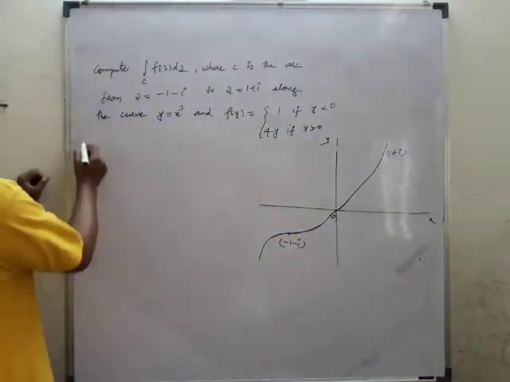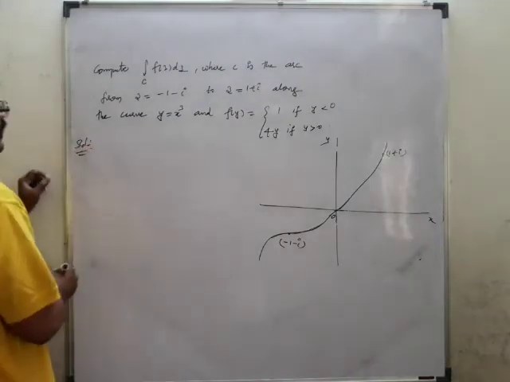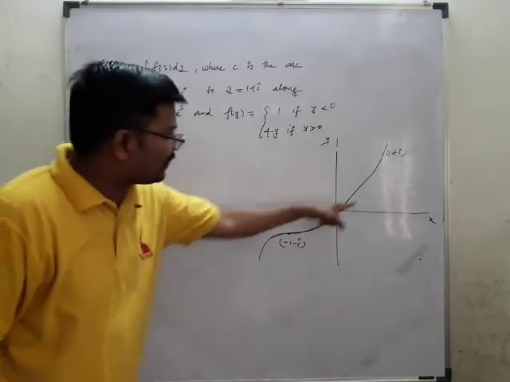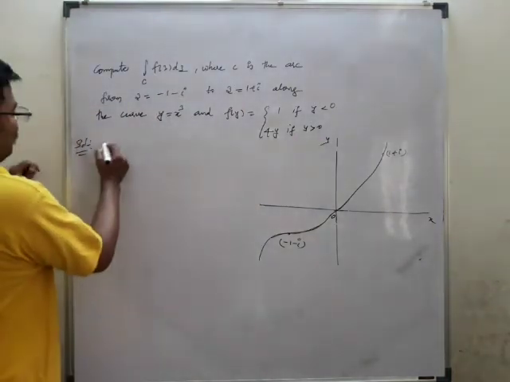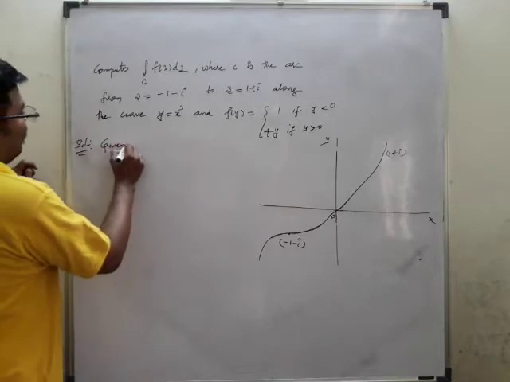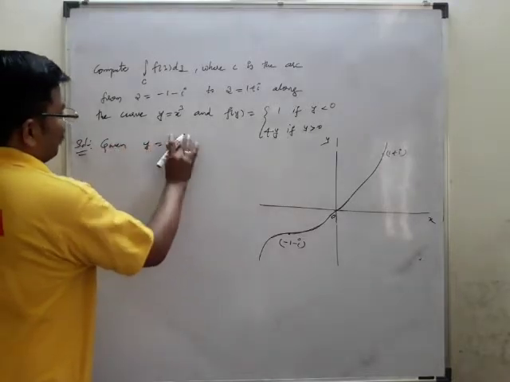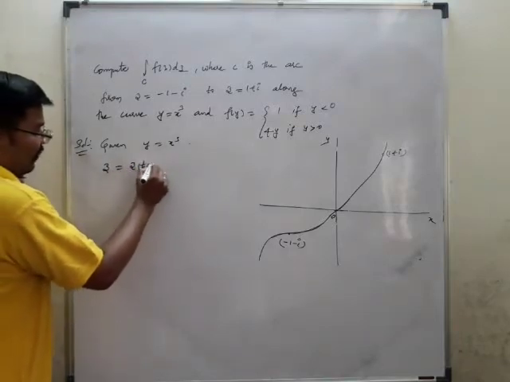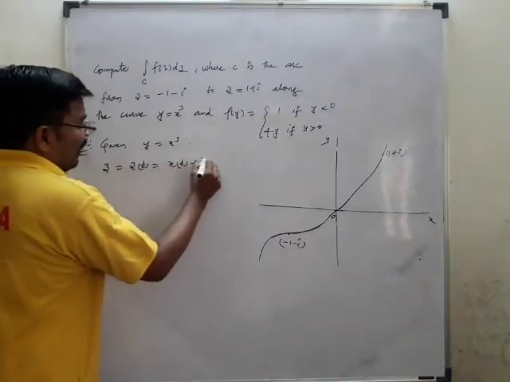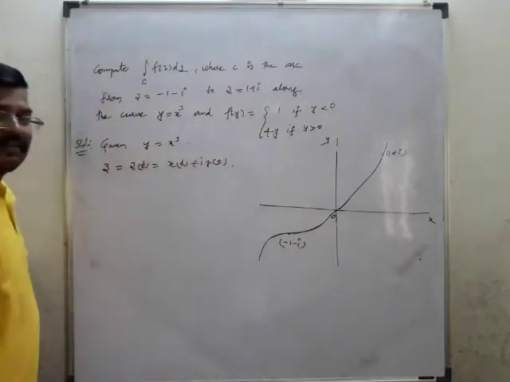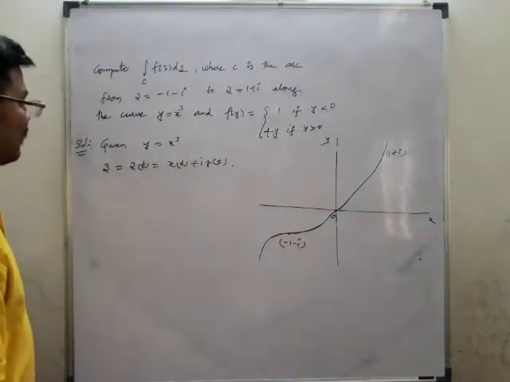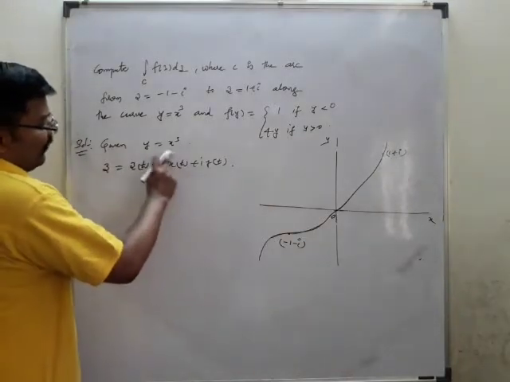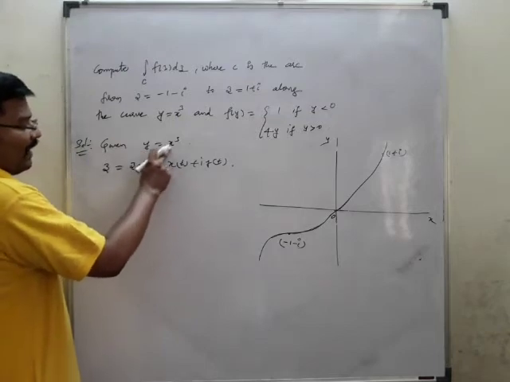Now what is given, that we'll write. Solution: the arc is from z equals minus 1 minus i, the curve which we have taken. The given curve is y equals x cubed. So I may write the equation as z equals z of t, as you know already, x of t plus i y of t. Now if you take x of t as t, you will be getting y as t cubed.